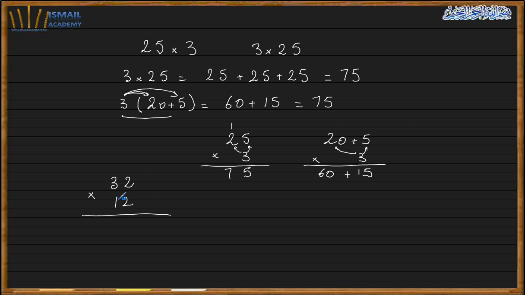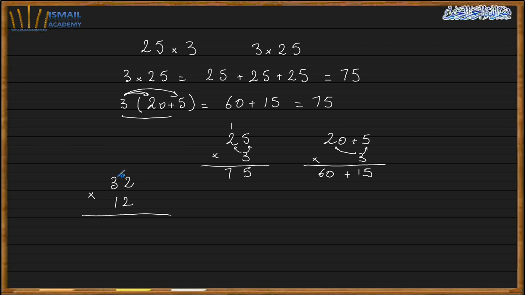Here I can use this distributive property. Do I start from right or left? It does not matter. So this is the distributive property. It doesn't have where to start, from left or right. It doesn't matter. So keep in mind that when you start from the tens, the answer starts from the tens. If you start from the ones, the answer starts from the ones.